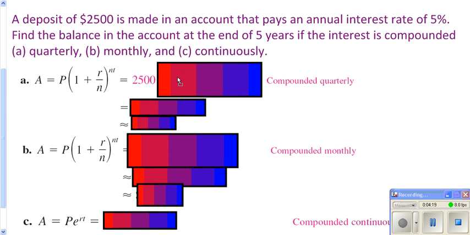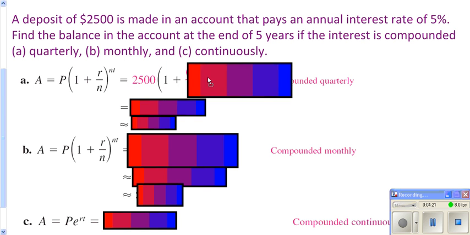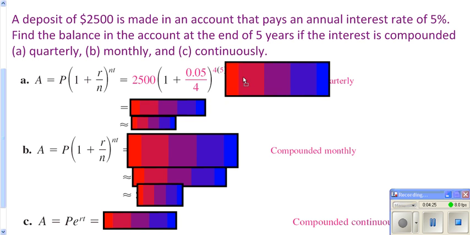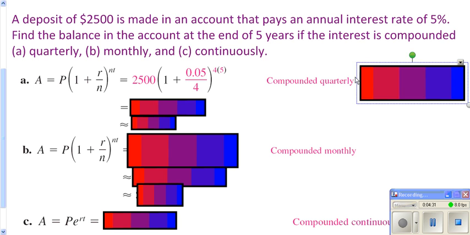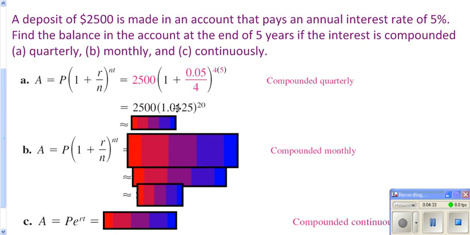So we plug in our 2,500 times 1 plus your interest rate as a decimal. N is 4 because it's quarterly, raised to the 4 times the number of years, 5. That's your exact answer. You type it in, and you get your decimal approximation. There's your approximation. We're going to go to 2 decimal points since we're dealing with money.